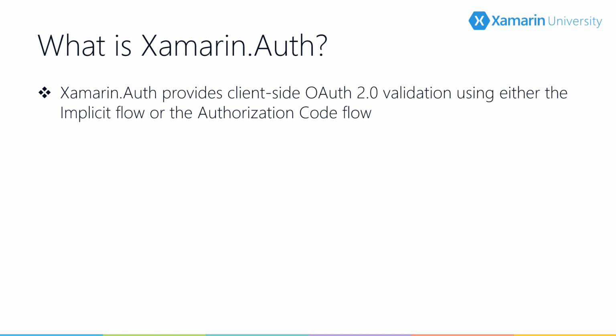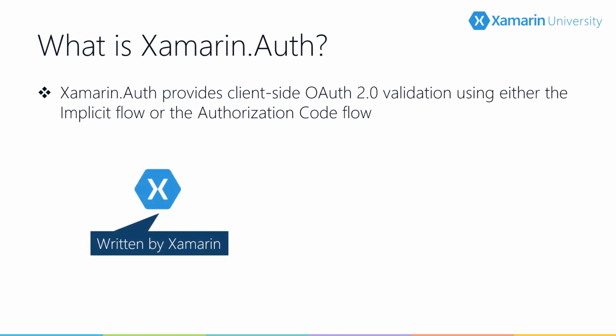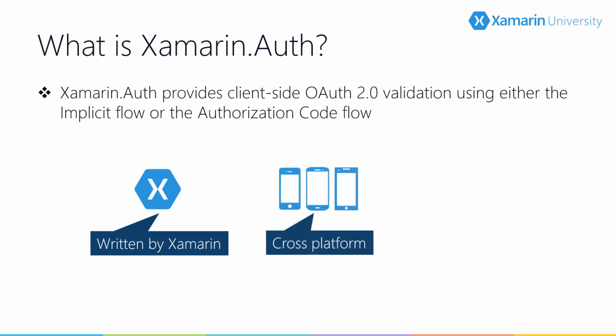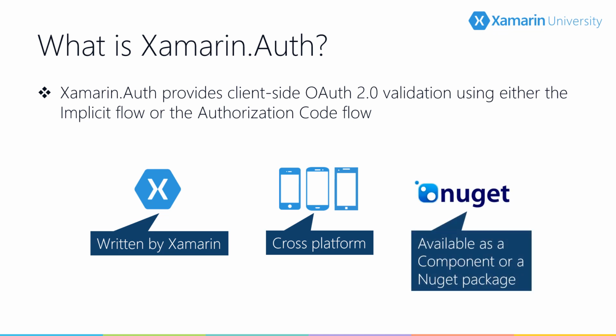Now, it's possible to manage all of the steps to authorize and authenticate manually, but it's considered good practice to use a known tested library. And in this class, we'll be using Xamarin.Auth to provide the client-side OAuth2 validation. This is written and actively maintained by Xamarin, and it supports both Xamarin iOS and Xamarin Android. And it's available as a NuGet package.